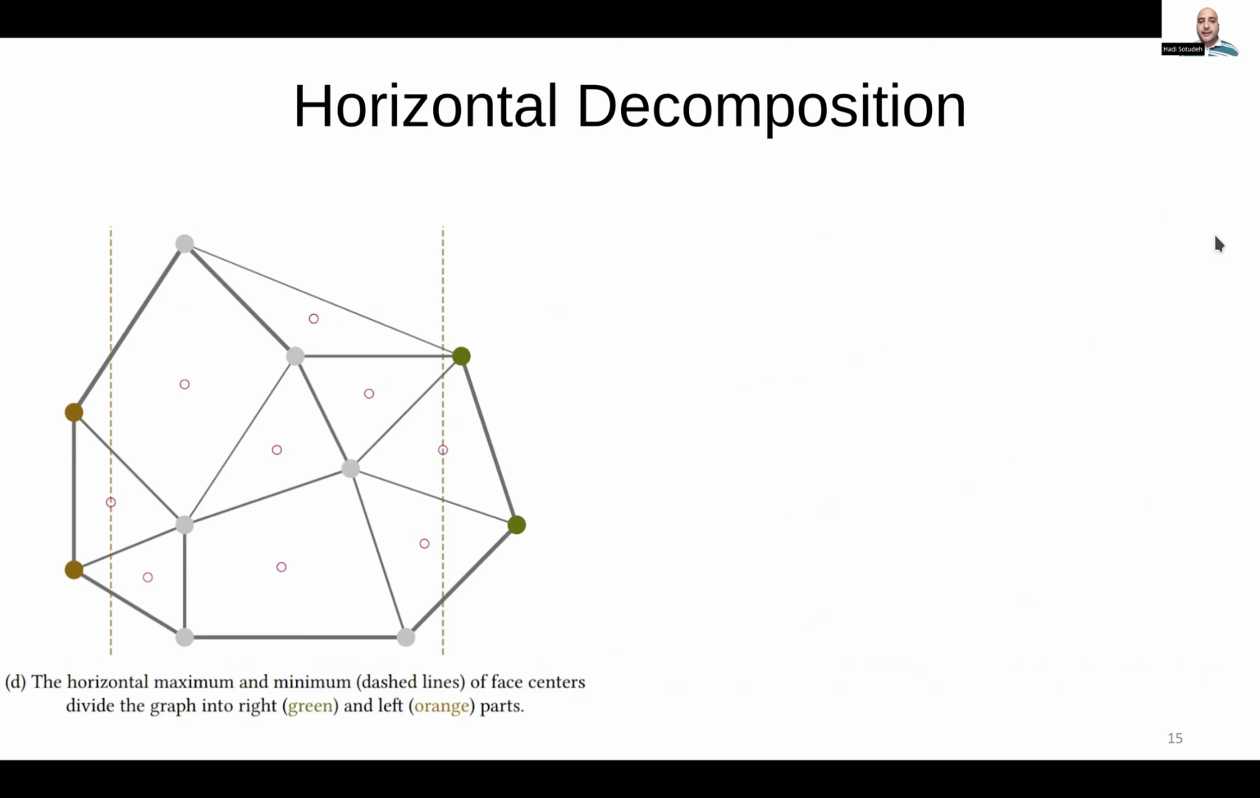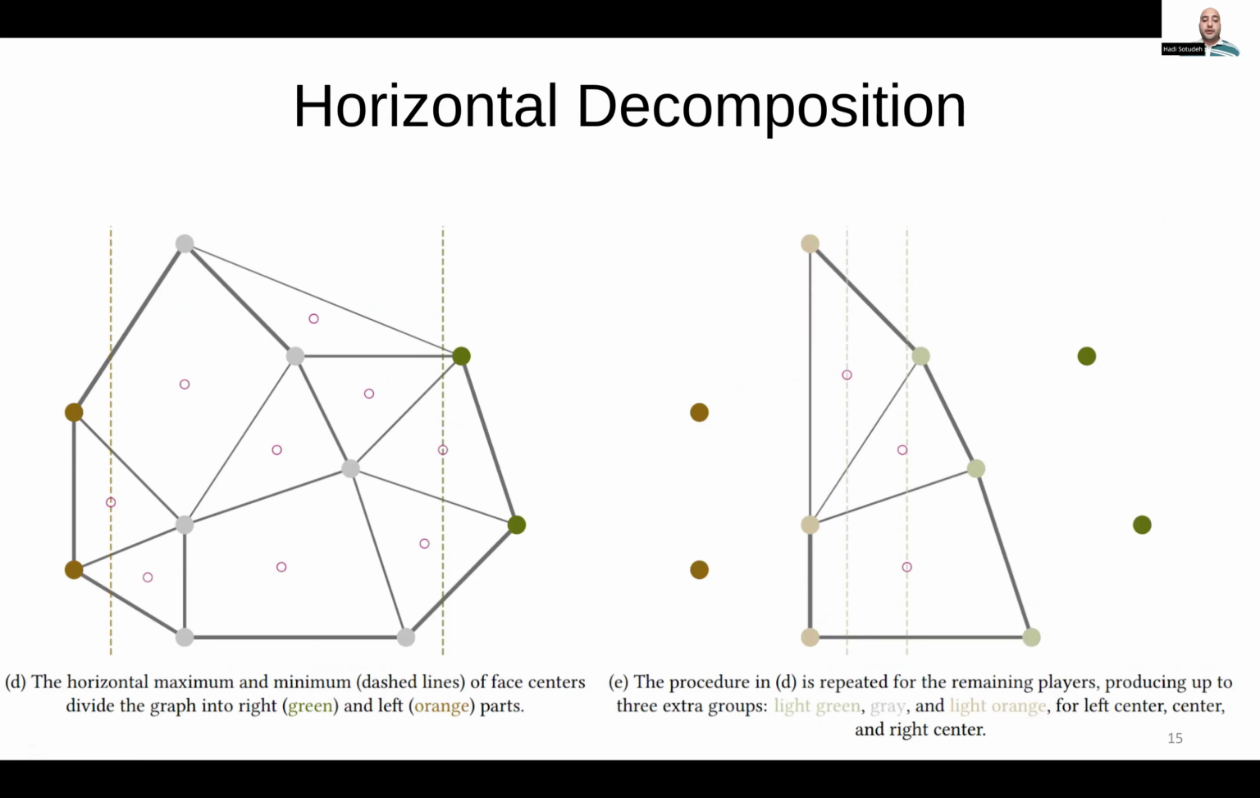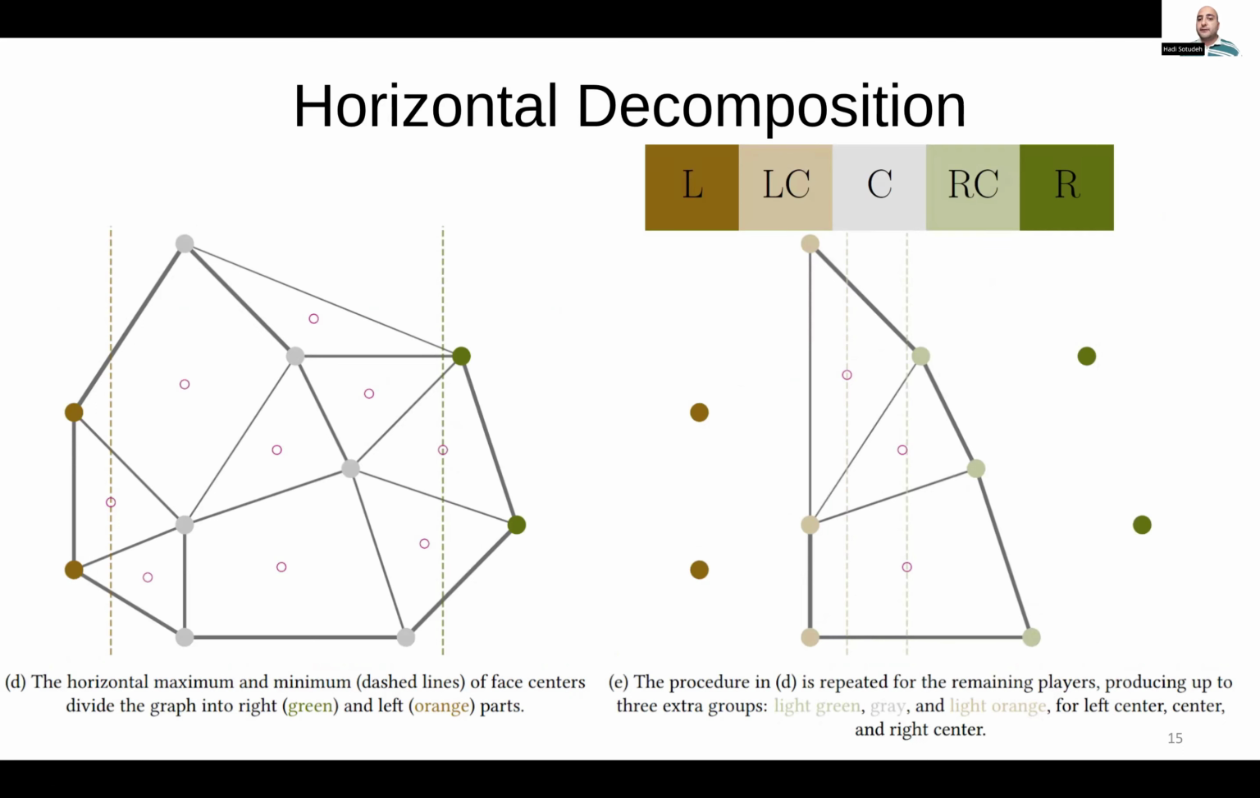We also follow the same idea for the horizontal level, where we pick the rightmost face center and color the players who are to the right of that dark green, which means these players are on the right channel. Players who are to the left of the leftmost face center are colored dark brown. These are the players to the left. We remove them, construct a shape graph on the remaining players, and introduce up to 3 more levels. So in the end, we have 5 colors for the horizontal level, from dark brown to dark green: left, left central, central, right central, and right channel.